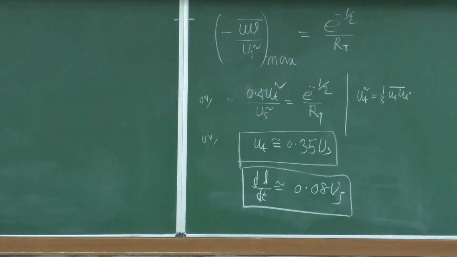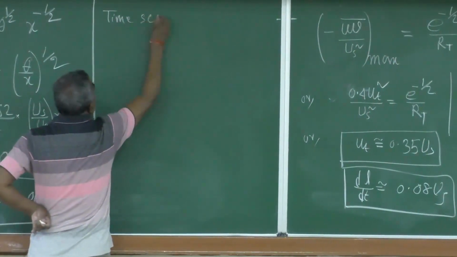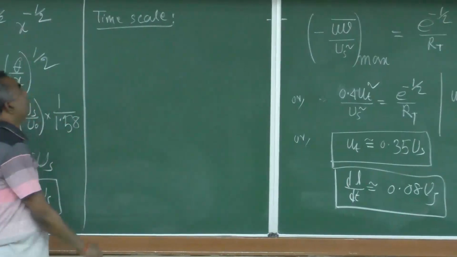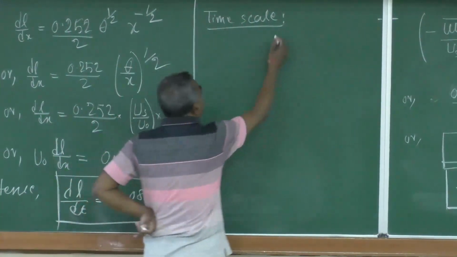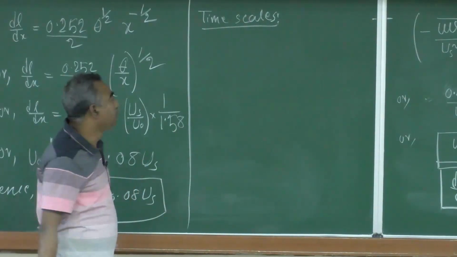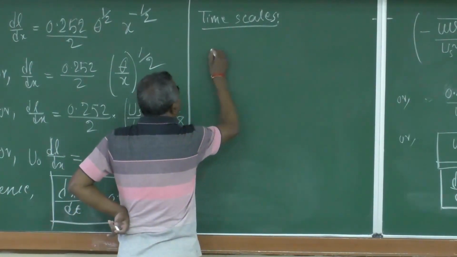Now, we will work with time scale. There are two time scales we will try to find out. One time scale is characteristic of turbulence. So, the characteristic turbulent time scale let us consider to be Tp.